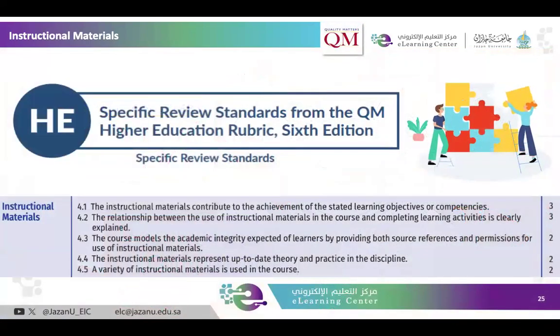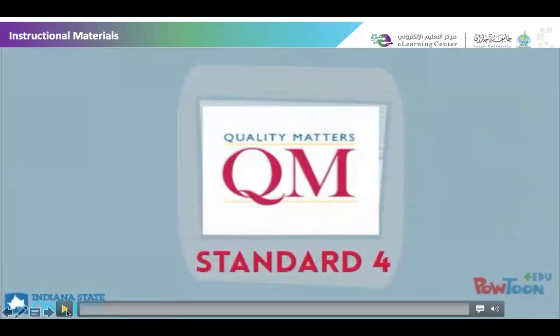Now we are going to talk about Standard 4, which is instructional materials. It has 5 specific rubrics, and you can see the first 2 are worth 3 points, which means they are essential, and the last 3 are worth 2 points, which means they are very important. Let's have a look at Standard 4.